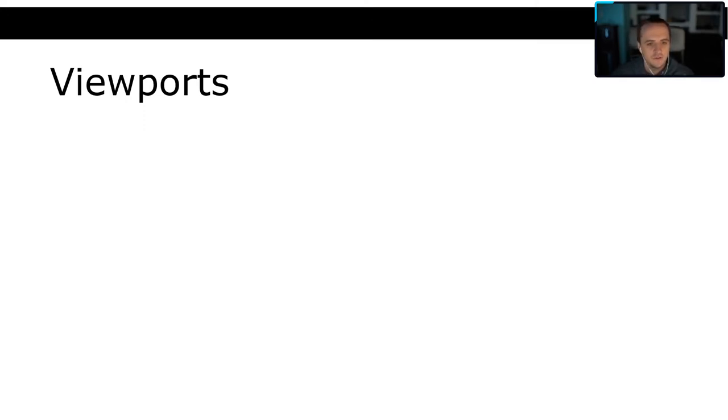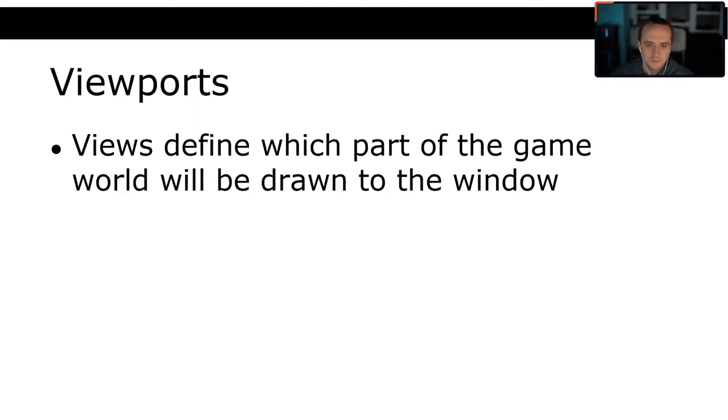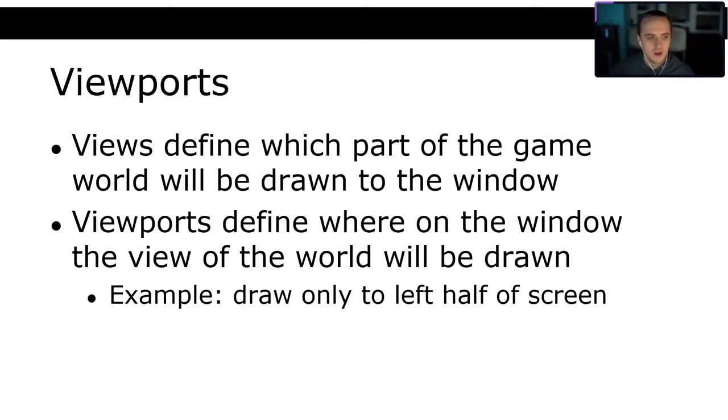So we just talked about views. Now we're going to talk about viewports. They both have the word view in them, so it's a little bit hard to tell the difference, but there's a big, big difference, and we'll discuss that now. A view defines which part of the game world will be drawn to the window. So a view, remember, is which part of the world we want to see. A viewport, on the other hand, defines where on the window the view will be drawn to.